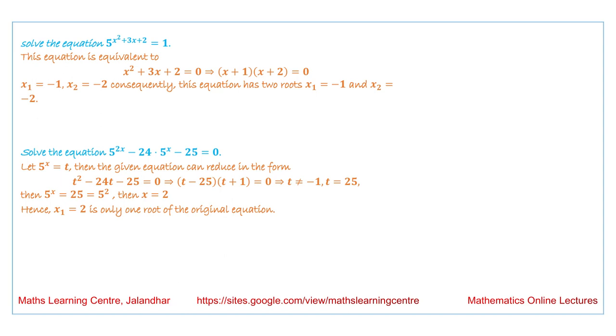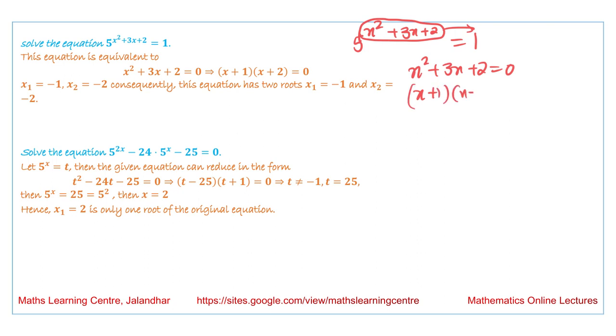Next is 5 raised to the power x square plus 3x plus 2 is equal to 1. So we are saying that 5 raised to some power is equal to 1. If x square plus 3x plus 2 is equal to 0, this gives us x plus 1 into x plus 2 is equal to 0. This gives us x is equal to minus 1 or minus 2.